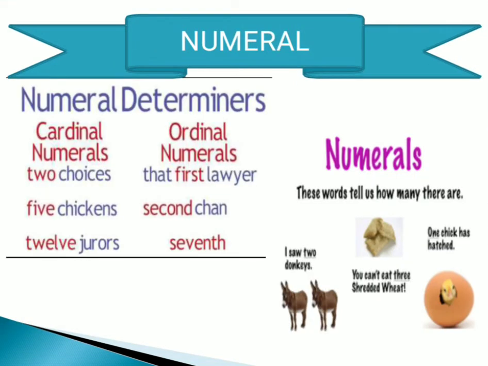Students, as I said, the next is numeral. Numeral is also divided into two parts, cardinal and ordinal. Cardinal numerals are when we talk about 2, 3, 4, 5, 20, 30 and all that. But ordinal numbers are like 1st, 2nd, 3rd, 5th, 8th, 9th, 10th and all that. Like I saw 2 donkeys, and the rest is given in the picture.